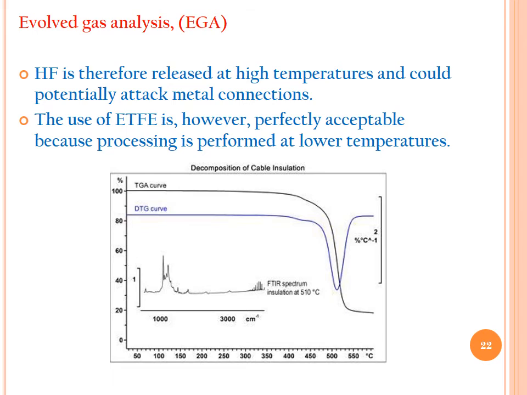For this type of material, two curves are shown, the TGA curve and the DTG curve. The IR spectrum shows the characteristic peak between 3500 to 4000 per centimeter when the material is heated at 510 degrees centigrade.